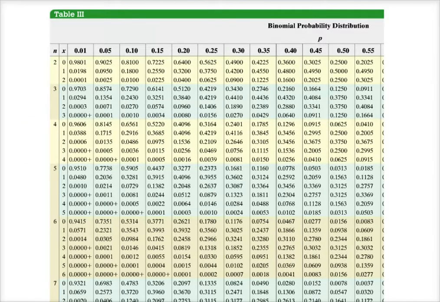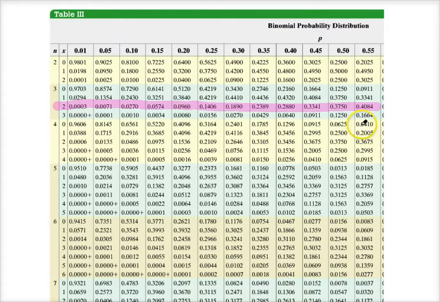Here's a screenshot of part of the binomial distribution table that you have in your green folder or your green packet and in your textbook. The steps for using this: first we want to find our value of n. In this problem, n was 3. And then we want to find our value of x. X is 2. So this is the first row that we're going to look at.